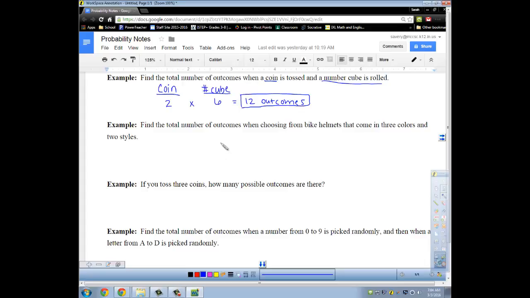Next, find the total number of outcomes when choosing from bike helmets that come in 3 colors and 2 styles. So the two things I'm talking about here are colors and styles: I can pick a color and I can pick a style. It says I have 3 colors, 2 styles. Multiply those together, I have 6 different outcomes, or 6 different options that I can get when choosing a bike helmet.